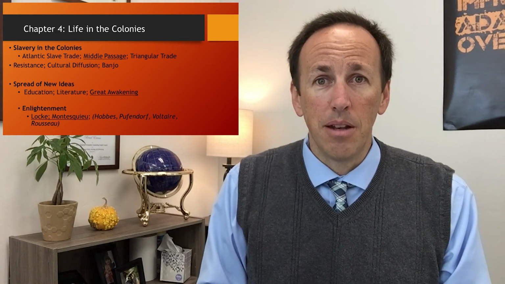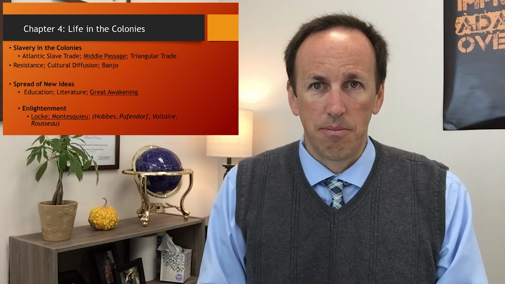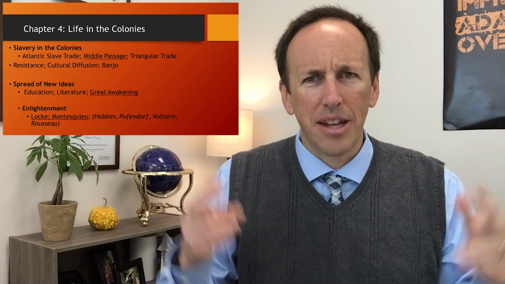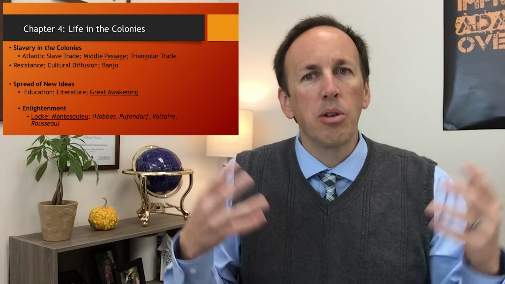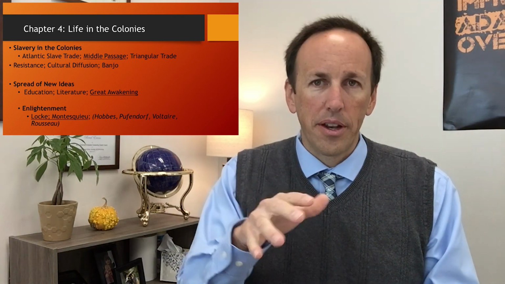Okay, Enlightenment. What is the Enlightenment? Okay, people almost trying to use scientific thinking to solve society's problems. Okay, use human reason for the betterment of society. You only need to know 2 thinkers, Locke and Montesquieu. What does Locke say? Life, liberty, and property. Perfect. What is Montesquieu known for? Separation of powers. Perfect. 3 branches of government.